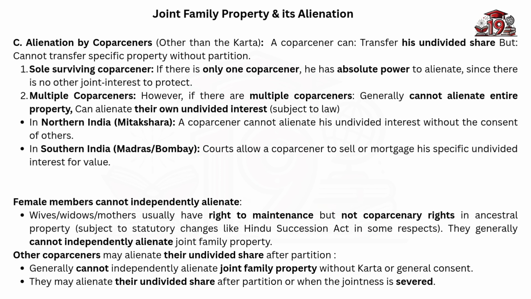C. Alienation by coparceners. Other than the Karta, a coparcener can transfer his undivided share but cannot transfer specific property without partition. Sole surviving coparcener: if there is only one coparcener, he has absolute power to alienate, since there is no other joint interest to protect. Multiple coparceners: however, if there are multiple coparceners, they generally cannot alienate the entire property, but can alienate their own undivided interest.